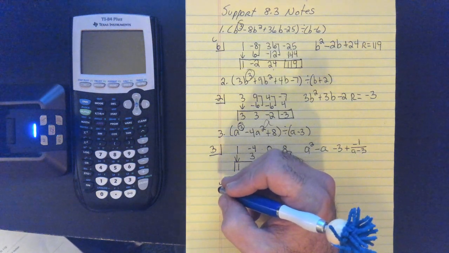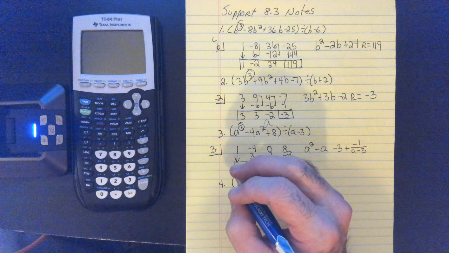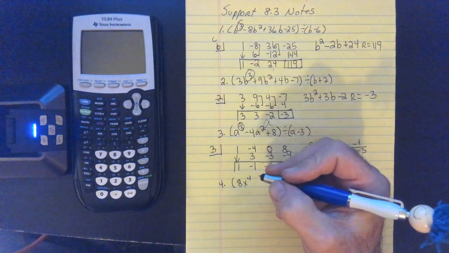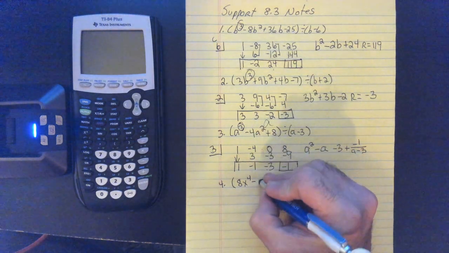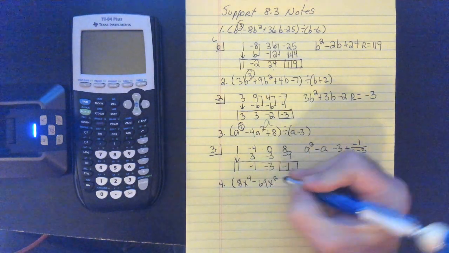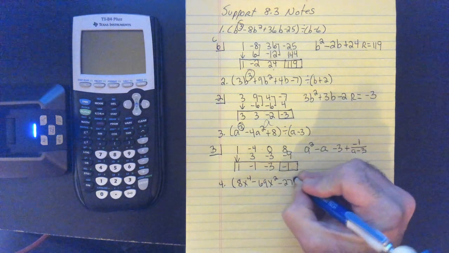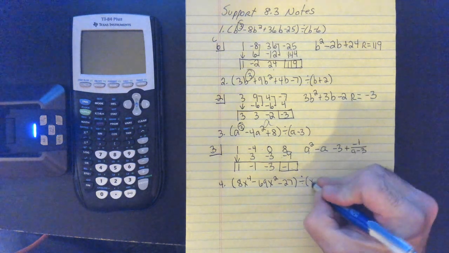Alright, 4. Alright, so I got an 8x to the 4th minus 69x squared minus 27 all divided by x minus 3.